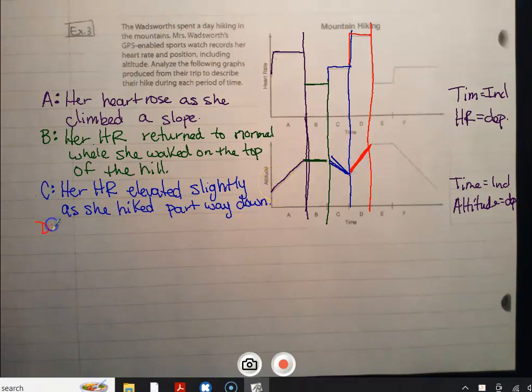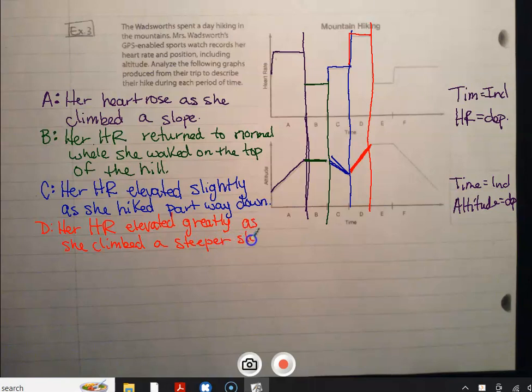So in D, her heart rate, we could say elevated greatly, or rose. Her heart rate elevated greatly as she climbed. Remember, it was a steeper slope. And we could even say than A. Okay, so we could get that in there.